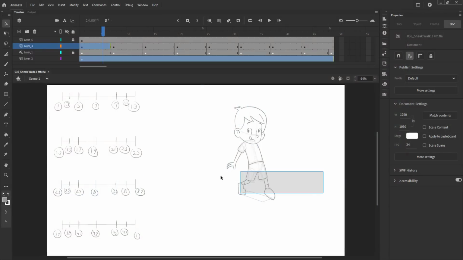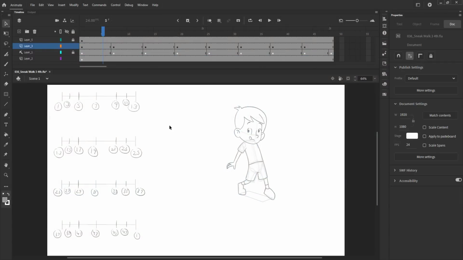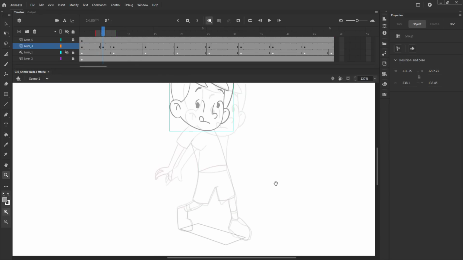We have gone ahead and drawn some of the breakdowns which were necessary to add the in-between drawings. You can see the breakdown keys on the timeline and the drawings on the stage. We also have the ladder where we have timed the walk cycle and have added slow ins and slow outs.